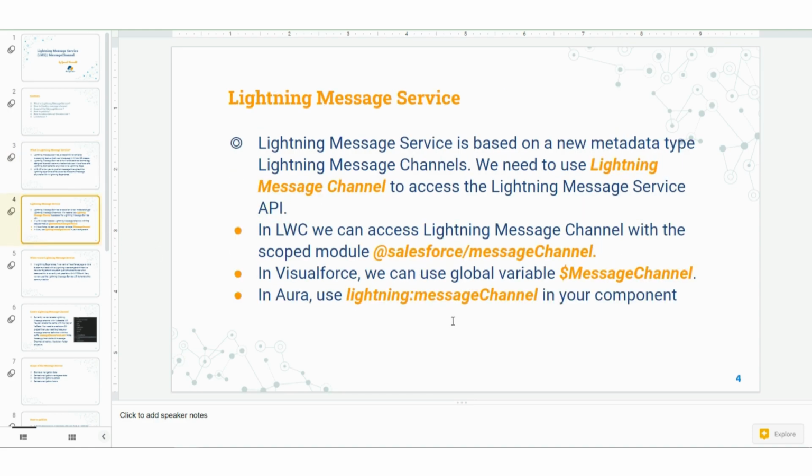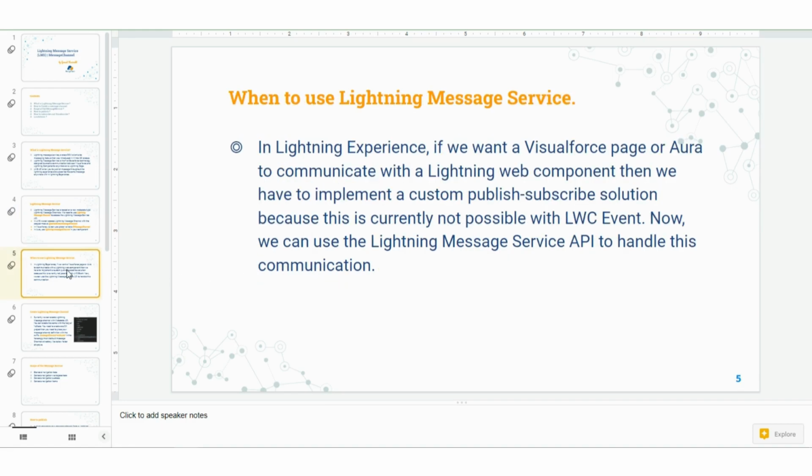Continuation of Lightning Message Service. Lightning Message Service is based on a new metadata type, Lightning Message Channels. We need to use a Lightning Message Channel to access the Lightning Message Service API. In LWC, we can access a Lightning Message Channel with the scoped module @salesforce/messageChannel. In Visualforce, we can use the global variable $MessageChannel. In Aura, use lightning:messageChannel in your component.